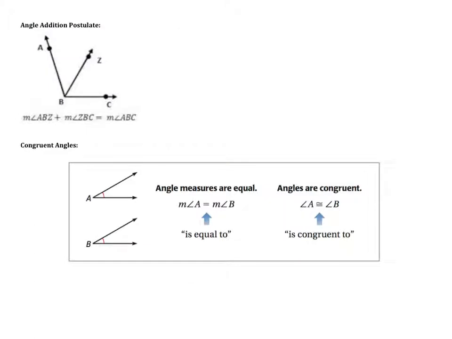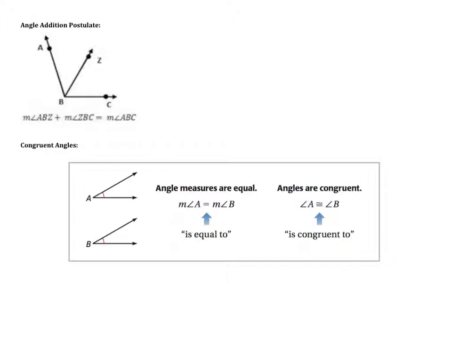Thinking back to previous lessons, we had the segment addition postulate, which allowed us to take two smaller segments that make up a big segment and say that those two segments added together equals that big segment. The same goes for angles. We can take two smaller angles like this angle here and this angle here and add them together, and that would give you the measure of the big angle. So if you see here, we read it as the measure of angle ABZ, that's this one, plus the measure of angle ZBC, that's this one. If I add those two together, that would equal the big angle, angle ABC.